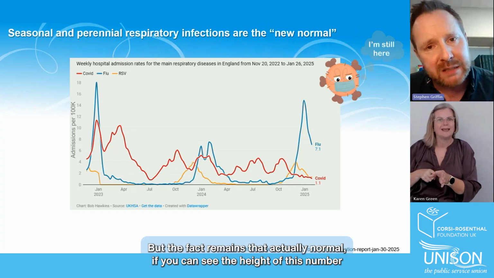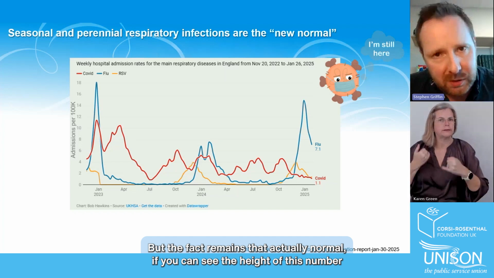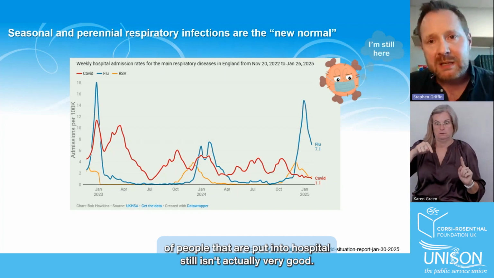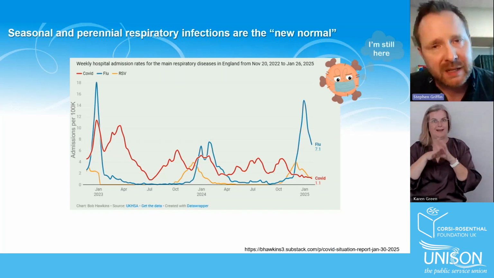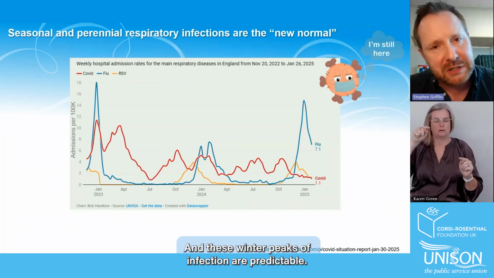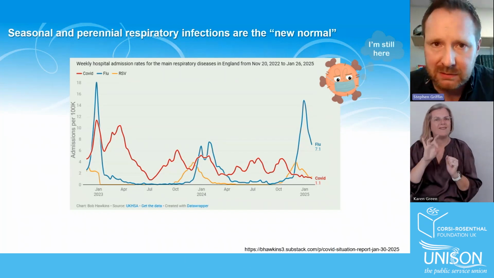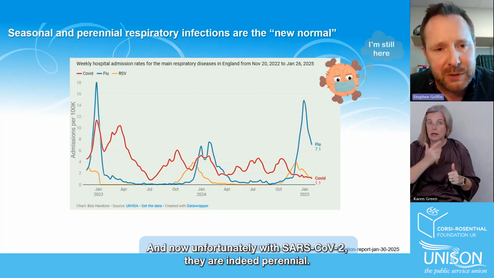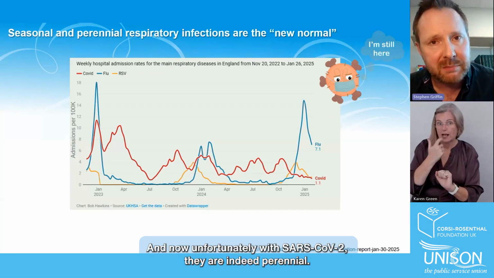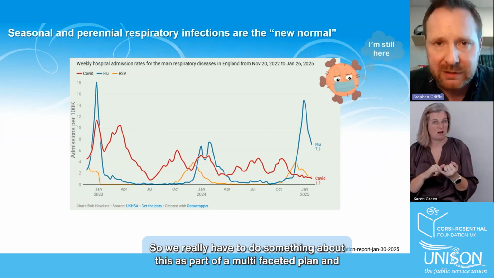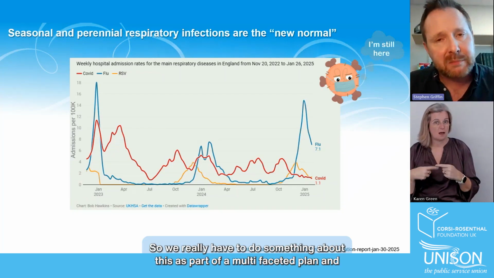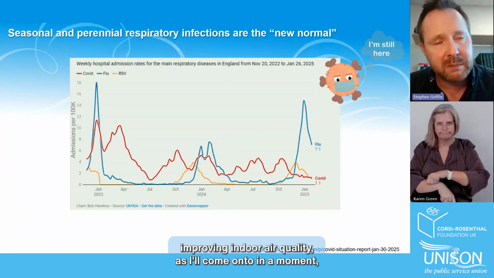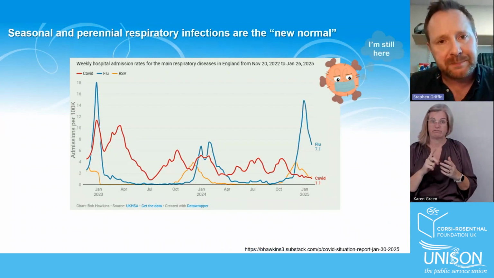But the fact remains that even normal, if you can see the height of this number of people that are put into hospital, still isn't actually very good. And these winter peaks of infection are predictable, they're absolutely preventable, and now, unfortunately, with SARS-CoV-2, they are indeed perennial. So we really have to do something about this as part of a multifaceted plan, and improving indoor air quality, as I'll come on to in a moment, is absolutely vital.